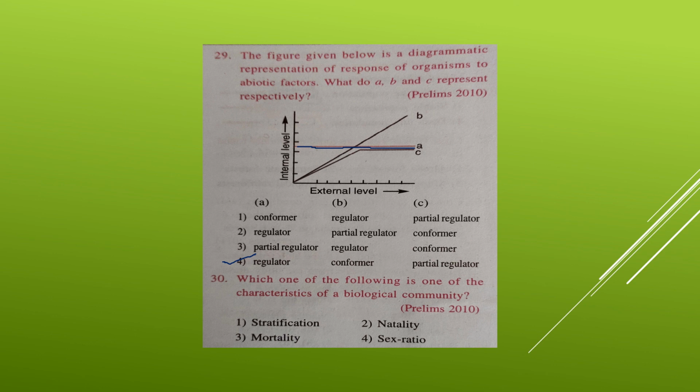Community means, you know, the group of individuals or the group of populations who are existing in a particular place. So which of them belongs to this biological community? It is the stratification, the group of organisms interacting in a particular lake. Natality, mortality and sex ratio are the attributes to measure a population.